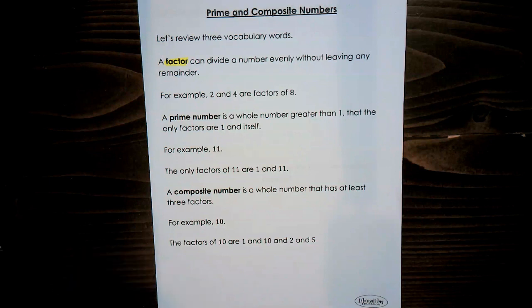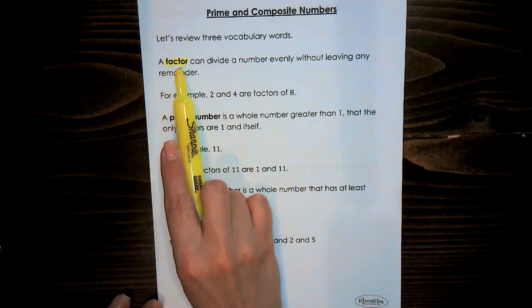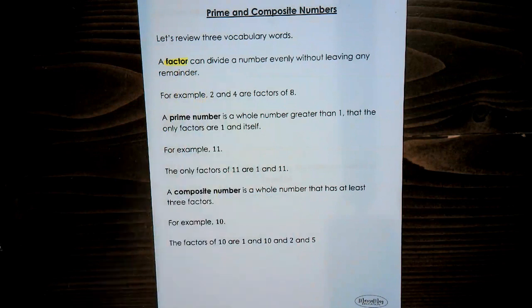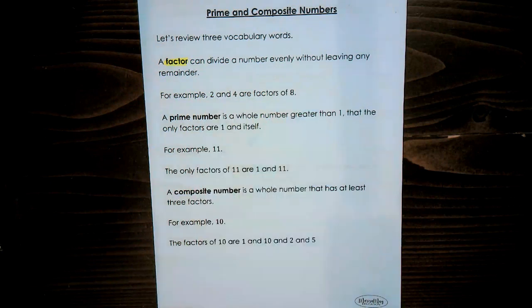I think that as we look at the vocabulary, let's start with a factor. So a factor can divide evenly into a number without leaving a remainder. So for example, 2 and 4 are factors of 8. 1 and 8 would also be factors of 8 here.